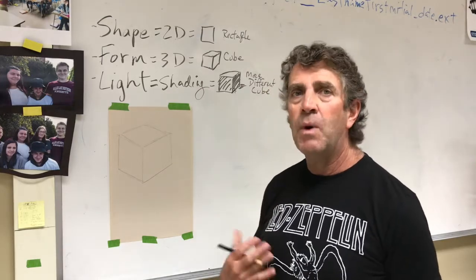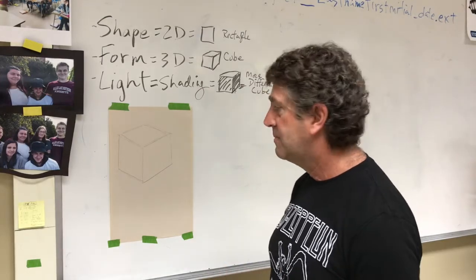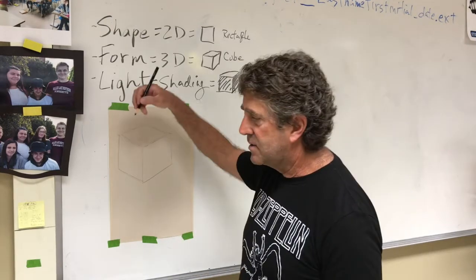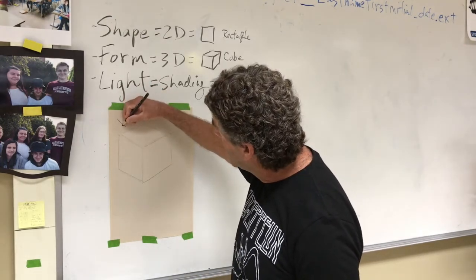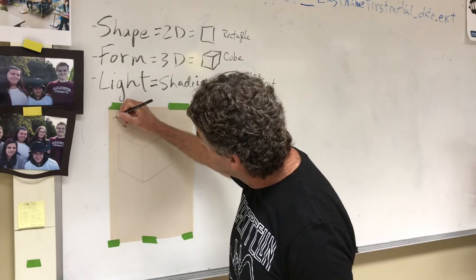Now what we want to do is we want to give it some depth by adding shading. So the light is coming this way. So I'm going to do this, and I'm going to label this.